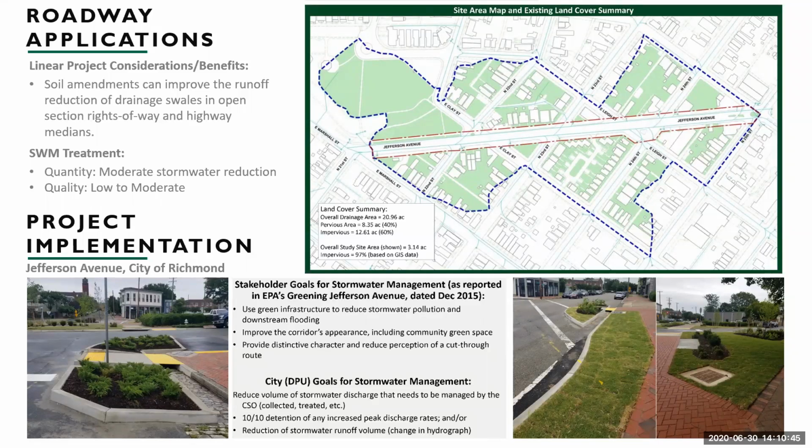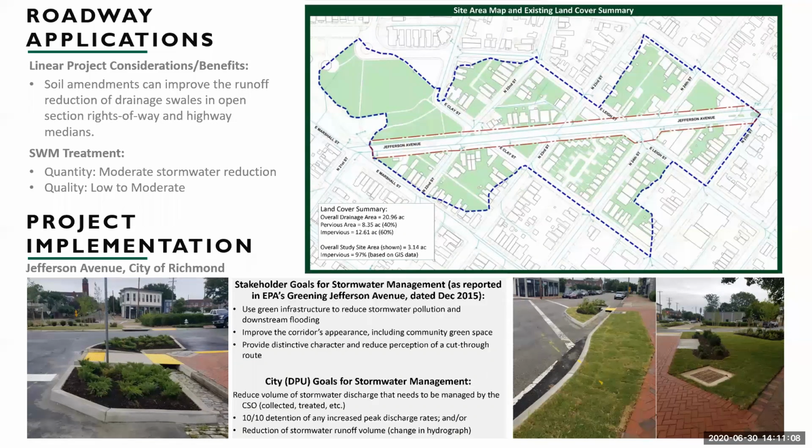One project that I'd like to speak to, where we tried to incorporate these functions, was our Jefferson Avenue project. This was located in the city of Richmond, Virginia. As you can see from the top right graphic, there's a large drainage area outlined in blue. This is the service area for this corridor.